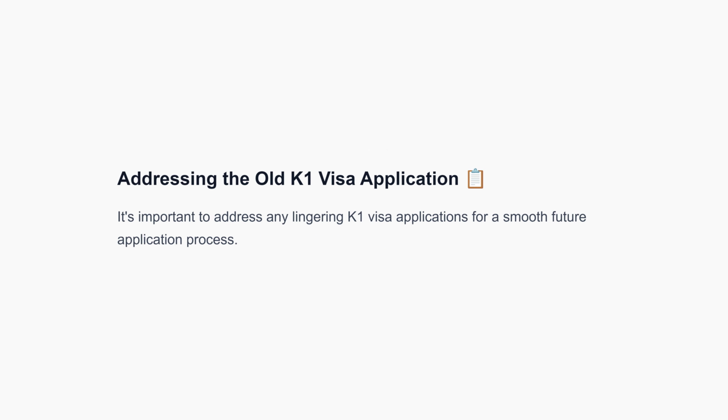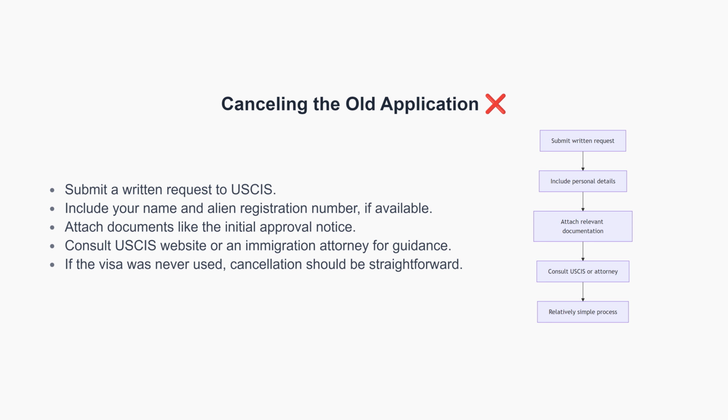When you apply for a K-1 visa and the relationship ends before the visa is issued, it's crucial to address the old application. Even if the visa was approved and never used, formally notifying immigration authorities about the changed circumstances is essential. This communication can prevent potential issues in the future and shows your proactive approach to complying with immigration regulations.